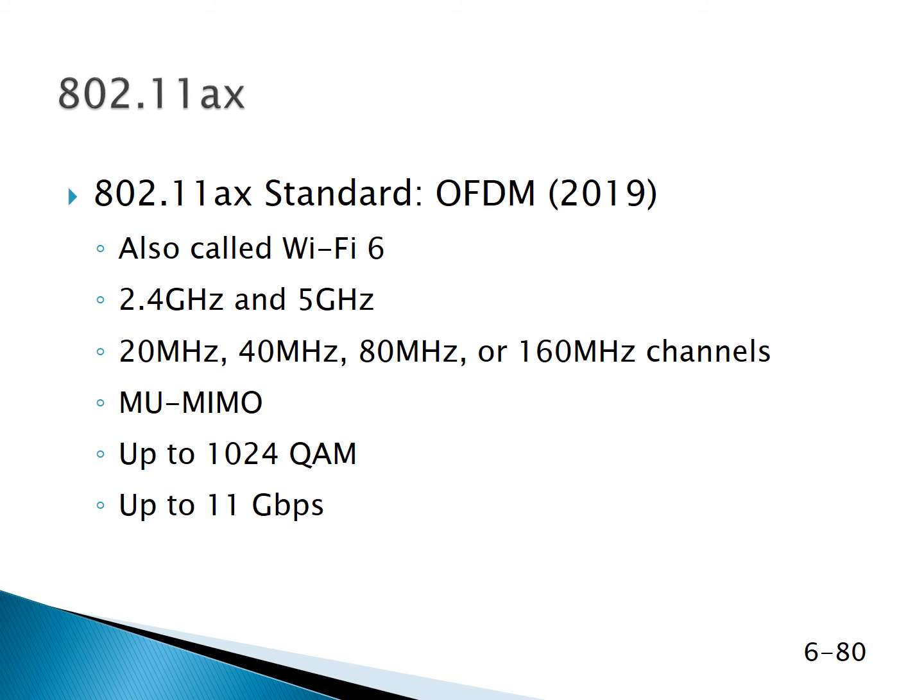It can also support dual band, different widths of channels, and it's also running MIMO as we said, and then it has better modulation, up to 1024 QAM, and also up to 11 gigabit per second. So this is the latest standard nowadays.